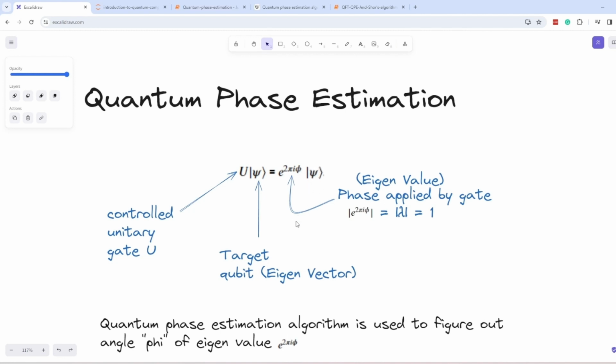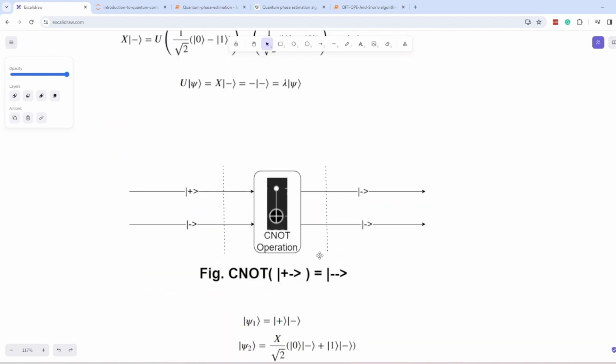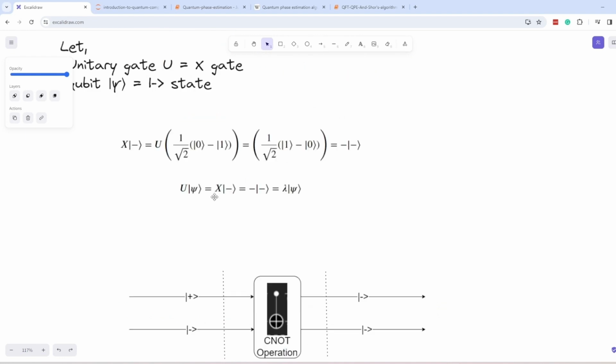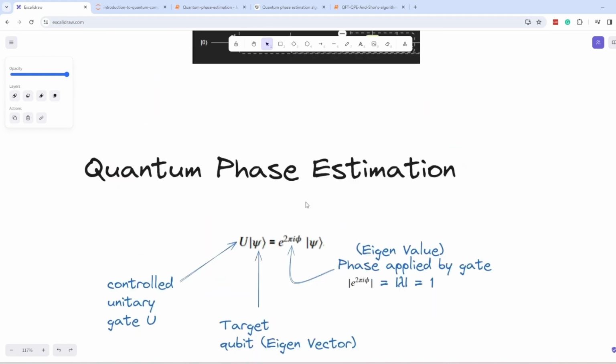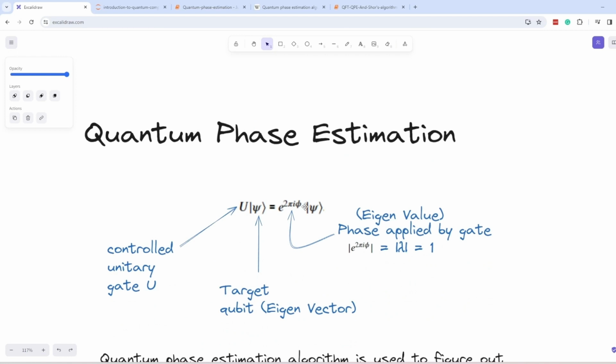So we can compare this with the examples we saw in the phase kickback video. Here we saw that when the X gate is applied to the minus state, it gives -1 and then the minus state as it is. So this unitary gate is X, and its eigenvector is this minus state. It gives an eigenvalue of -1 and the minus state as it is. This eigenvalue is also represented by lambda, and its value is e to the power 2 pi i phi.